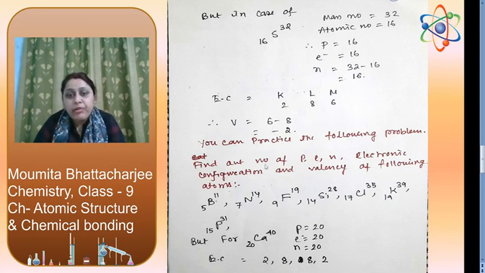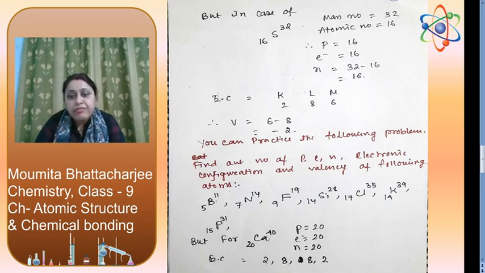You can practice the following problem. Find out the number of proton, electron, neutron, electronic configuration and valency of the following atoms: boron 11/5, nitrogen 14/7, fluorine 19/9, silicon 28/14, chlorine 35/17, potassium 39/19, and phosphorus 31/15.